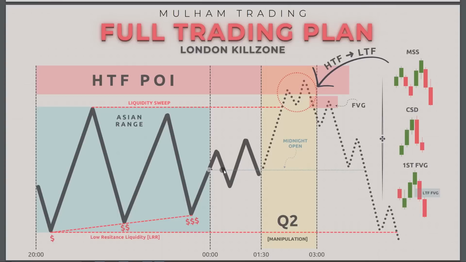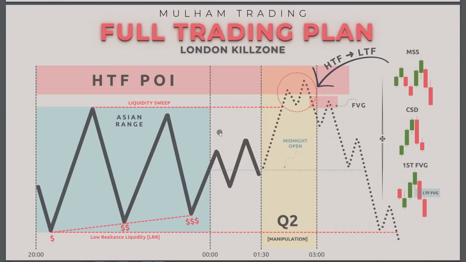So in this case, I'll be marking the midnight open, and if I want to go short, then I'll be looking for price to go into this higher time frame point of interest that is above the midnight, and I'll be entering from here. So that's another confluence that we're going to be taking a look at, right? The midnight open. We want to make sure that we are above the midnight open in order to go short.